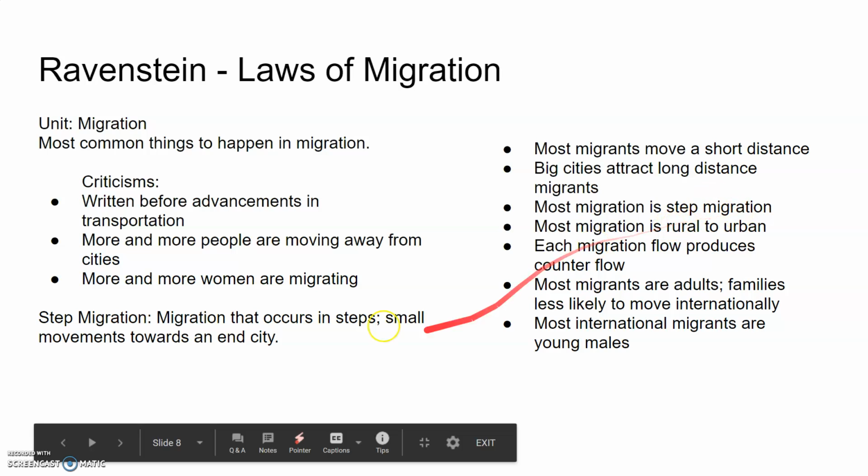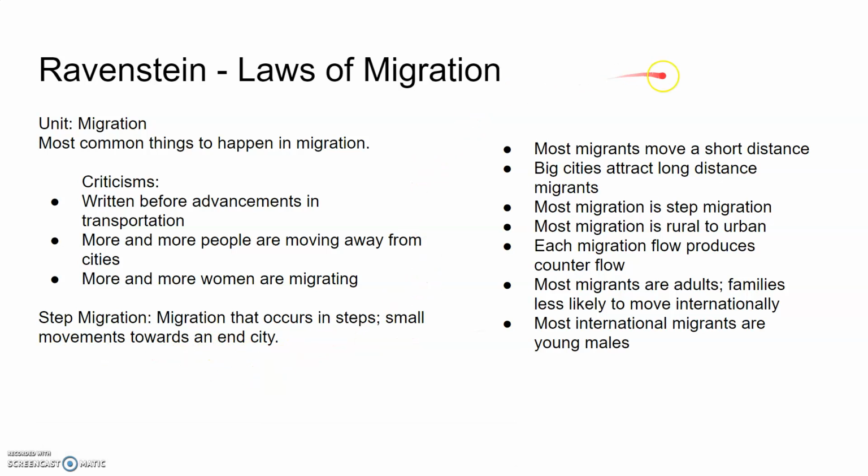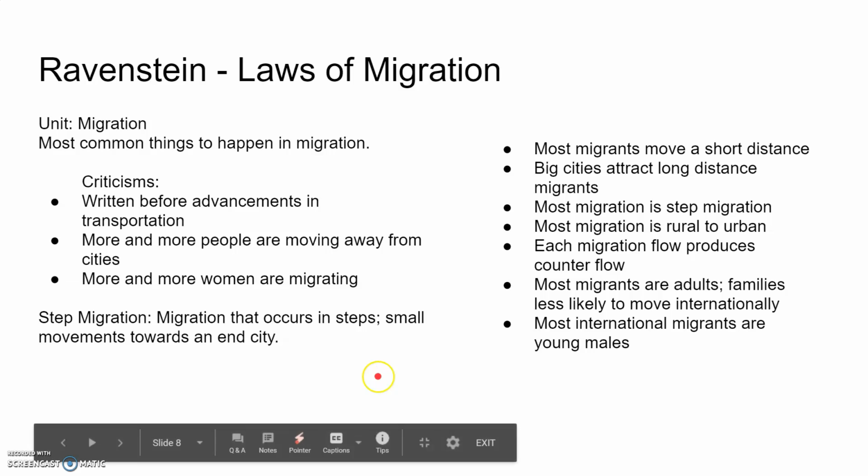And step migration is basically when migration occurs in steps. Obviously, these small movements move towards an end result. So you're more likely to move from, let's say, Buford to Lawrenceville to Norcross to Atlanta, rather than moving straight from Buford to Atlanta.